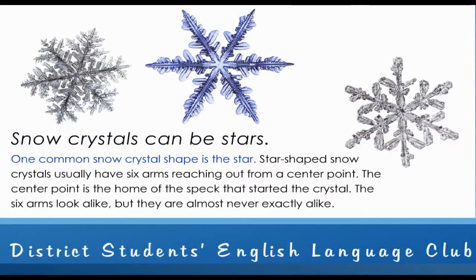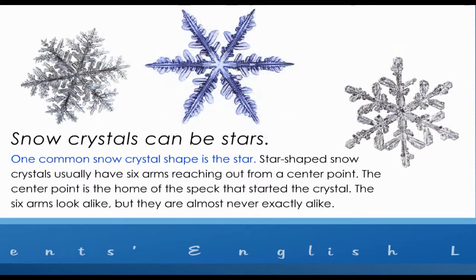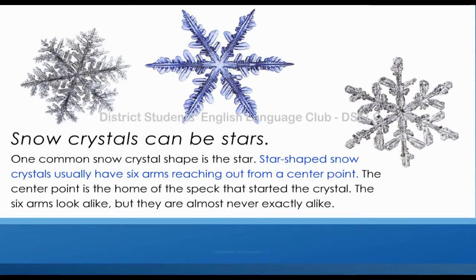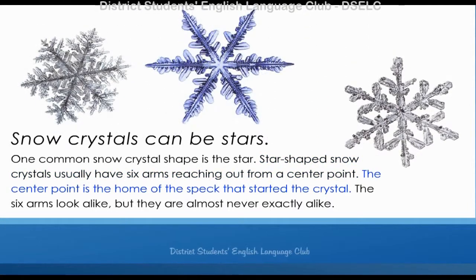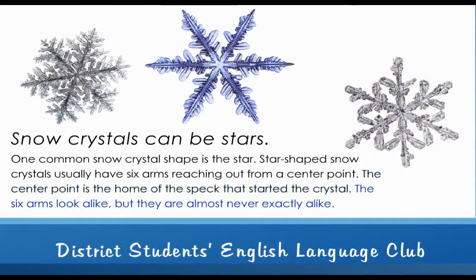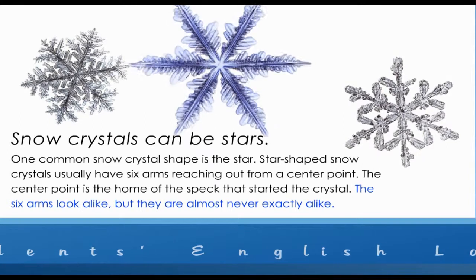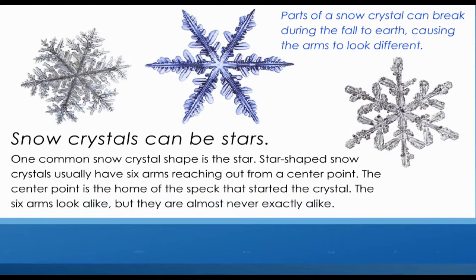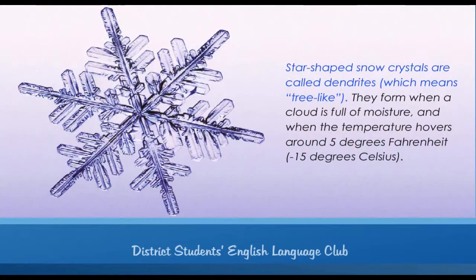Snow crystals can be stars. One common snow crystal shape is the star. Star-shaped snow crystals usually have 6 arms reaching out from a center point. The center point is the home of the speck that started the crystal. The 6 arms look alike, but they are almost never exactly alike. Parts of a snow crystal can break during the fall to earth, causing the arms to look different.